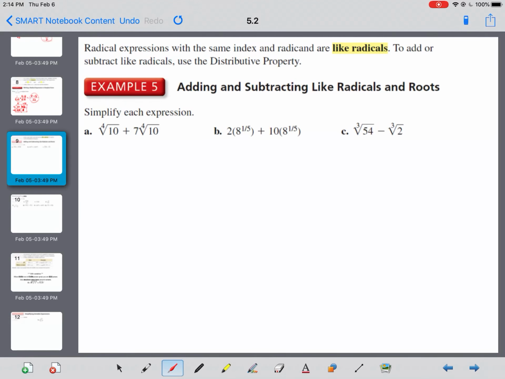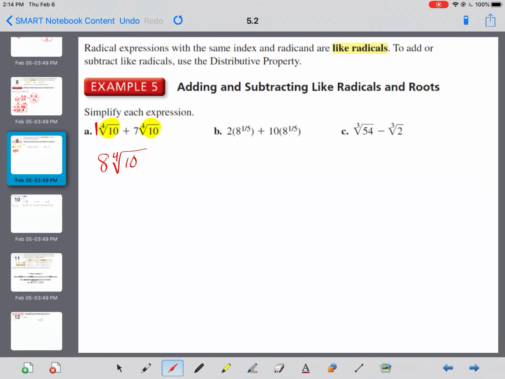Radical expressions with the same index and radicand are like radicals. To add or subtract like radicals, you use the distributive property. So we're going to add and subtract like radicals and roots and simplify each expression. Okay? Basically, this is bananas and that is bananas. I have 1 of them here. I've got 7 of them there. That makes 8 fourth roots of 10.